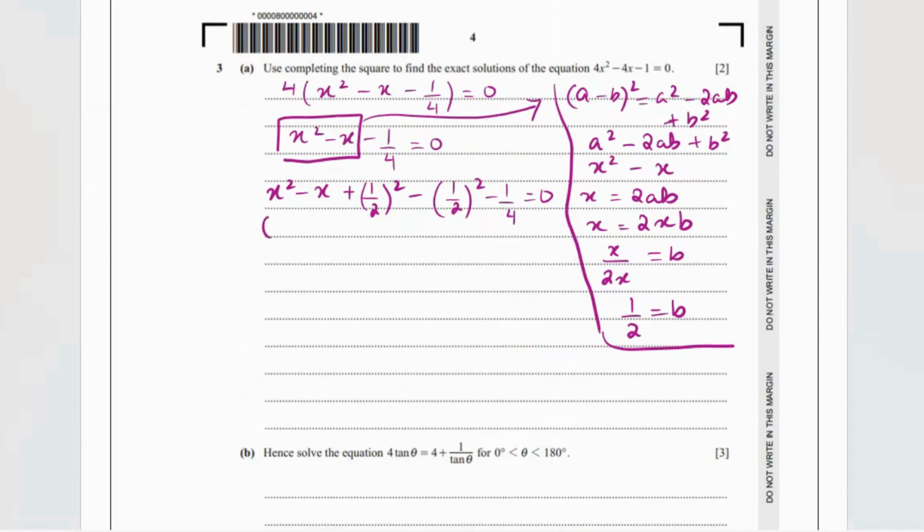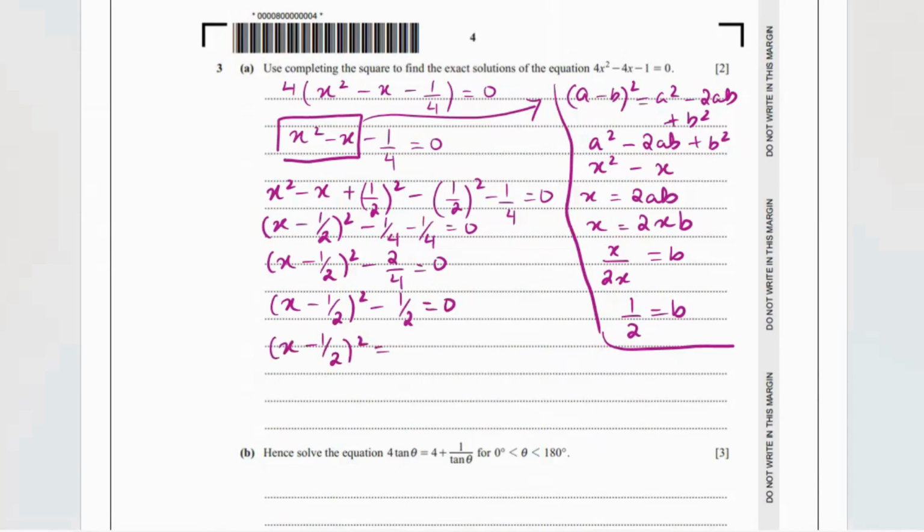So now it's going to be rewritten as (x minus 1 over 2) whole squared, where a is x and b is 1 over 2, and then negative 1 over 4 minus 1 over 4 equals 0. So that's (x minus 1 over 2) squared minus 2 over 4, which is negative 1 over 2. So (x minus 1 over 2) squared equals 1 over 2. We square root both sides to get rid of the square. So that's going to be x minus 1 over 2 equals plus minus root of 1 over 2.